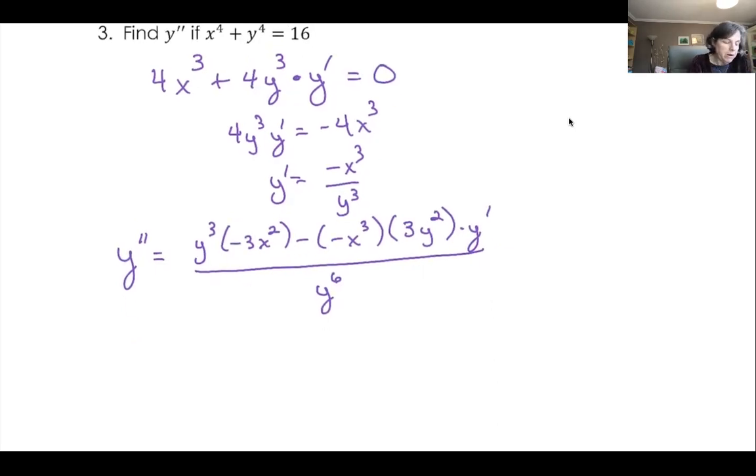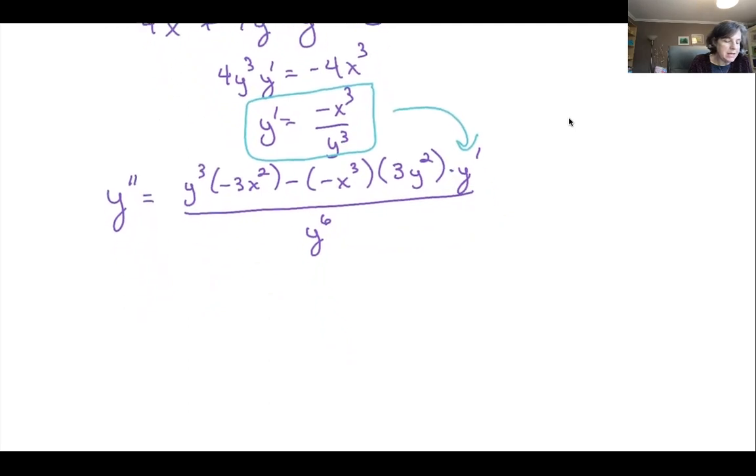All right, so right now we have y double prime in terms of x, y, and the first derivative. So that's kind of a lot. It's in terms of x and y prime. We'd like to get it down to just x and y. Well, I know what y prime is. It's right here. I can substitute in what y prime is equal to. And then the only variables will be x and y.